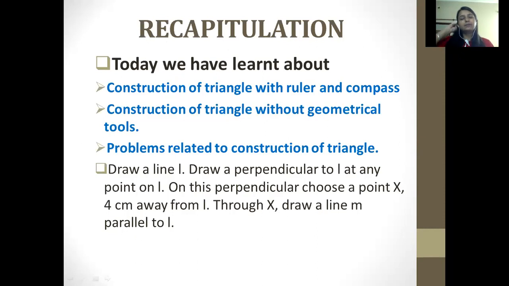So let us conclude today's lesson. First of all, we have learned about the construction of a triangle with simple geometrical tools, that is, with the help of a ruler only, or with the various kinds of activities we can perform. Then we learned how we can construct a triangle with the help of ruler and compass. With a ruler and compass, we can construct the triangle accurately. Then we also did problems related to the construction of a triangle, and how we can construct a triangle by solving various questions.